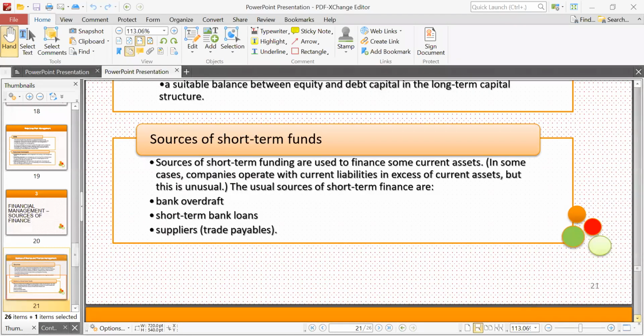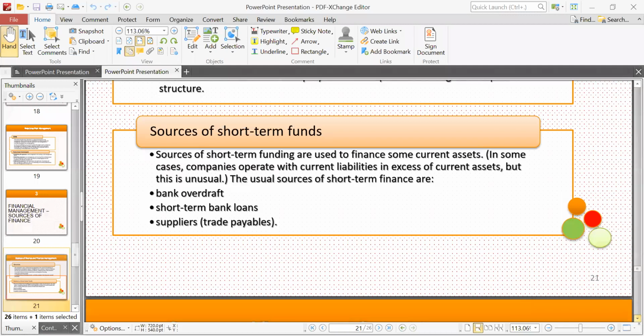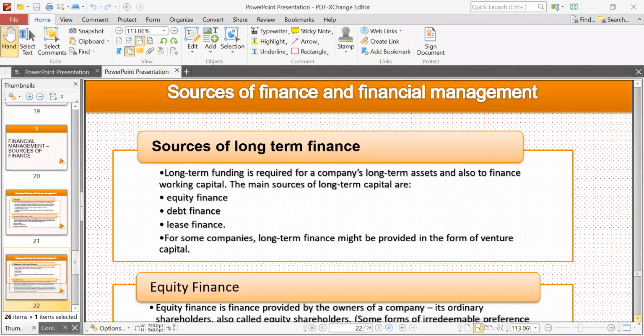When we talk about short-term finance, companies can use short-term finance and long-term finance, right? And you must understand the situation of the company so that you can recommend to them. I'm discussing this because sometimes organizations will lack capital and you need to know what to recommend to them. The usual sources of short-term finance are overdrafts, short-term bank loans, and even sometimes trade payables.